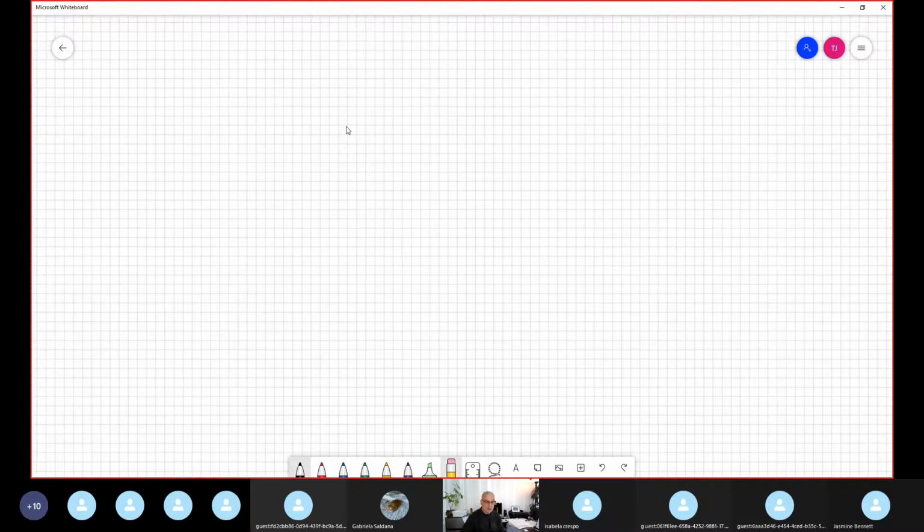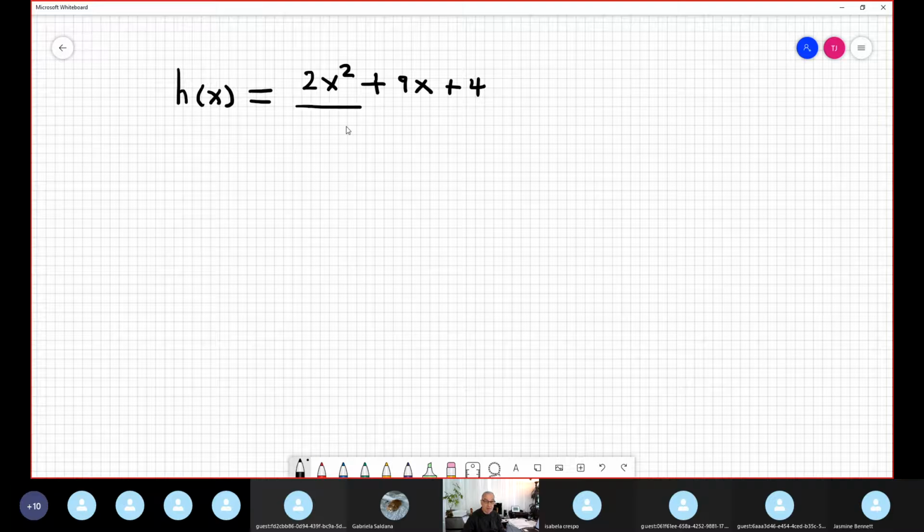This is a function I want to call h of x, equal to x squared plus 9x plus 4, divided by x plus 3. So I need help, guide me. Step 1, step 2, step 3. Please help me.